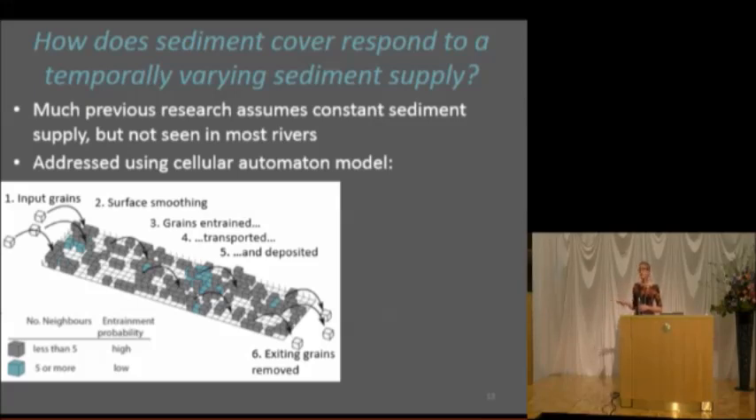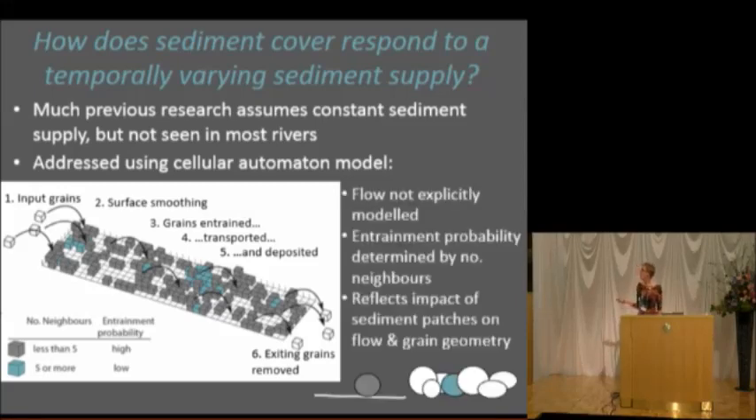And again, we've got these two different colors. So we've got the grains with a high probability of movement, which are the gray grains with relatively few neighbors, and the blue ones, which have got a low probability of movement, which are the grains with several neighbors. And again, this is reflecting the impact of those grain interactions on both sediment geometry, but also the local flow. The other thing to say is we're not explicitly modeling flow in this model. The only way in which flow is represented is through this impact on the differential sediment entrainment.